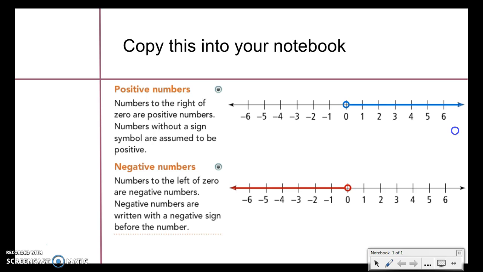Negative numbers are to the left of 0. Negative numbers are written with a negative sign before the number. So negative numbers are never ever assumed. They always have the sign before, just like they do over here in this red line. Okay? Go ahead and pause the video, copy that down, and then you can move on when you're ready.